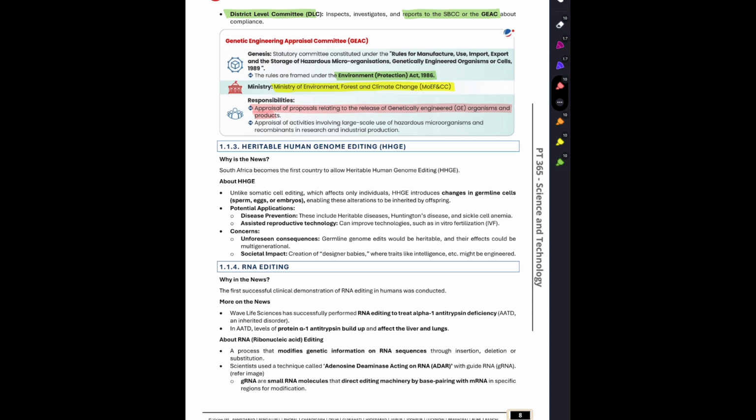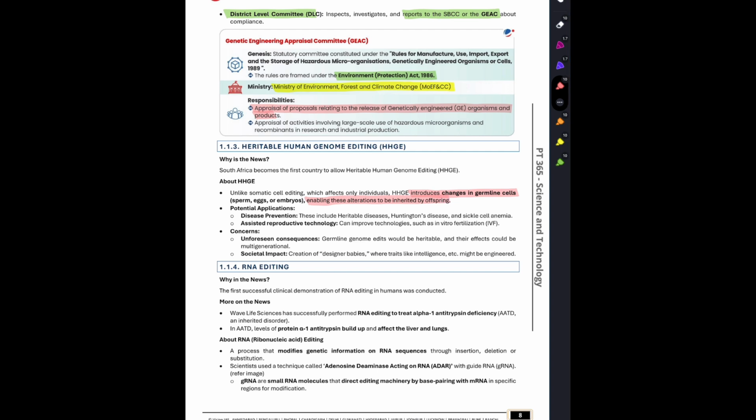Next is heritable human genome editing. South Africa becomes the first country to allow heritable human genome editing (HHGE). Unlike somatic cell editing, somatic cells are basically the cells which are different from the germline cells. So the cells apart from germline cells are the somatic cells, which affects only individuals. Unlike somatic cell editing, which affects only individuals, HHGE introduces change in germline cells, sperms, eggs, or embryos, enabling these alterations to be inherited by the offspring.